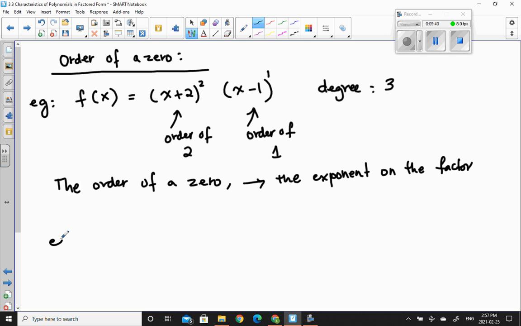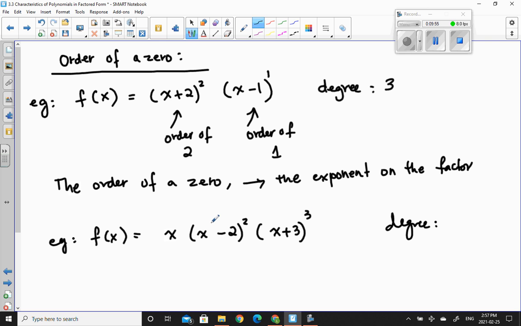Let's take another example. Let's say you have a function f of x equals x times x minus 2 squared times x plus 3 cubed. What is the degree of this function? Well, the 3 plus the 2 plus the 1 will make it 6. So this is a 6-degree function. And what is the order on this? Well, the order on this factor is 1, right? It's x to the power of 1. The order on this factor is 2, and the order on this factor is 3.